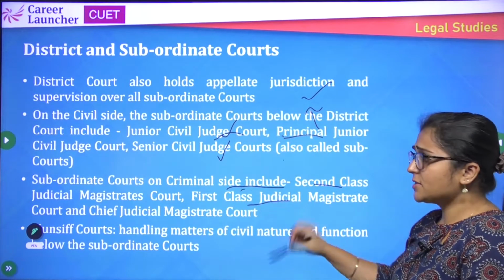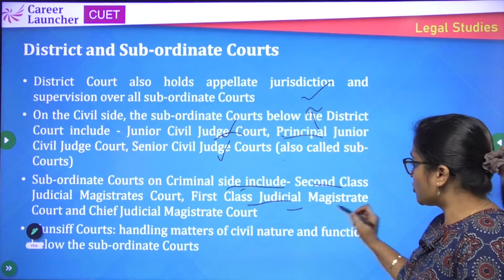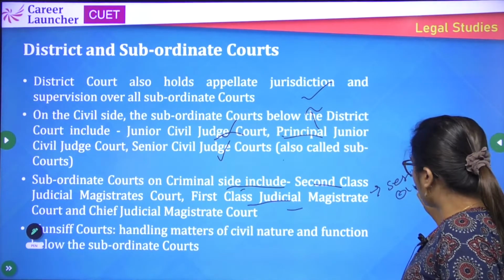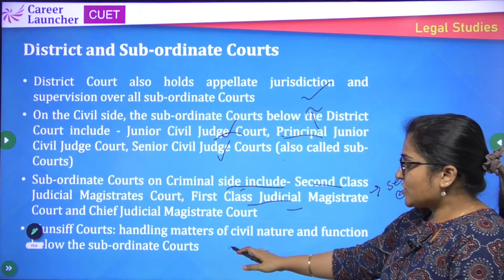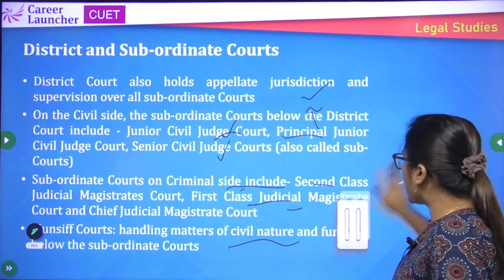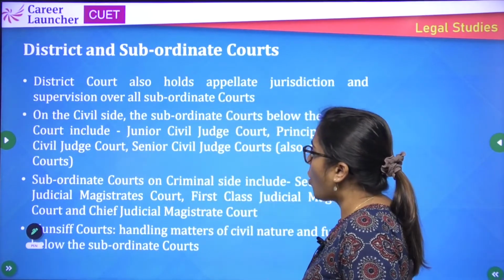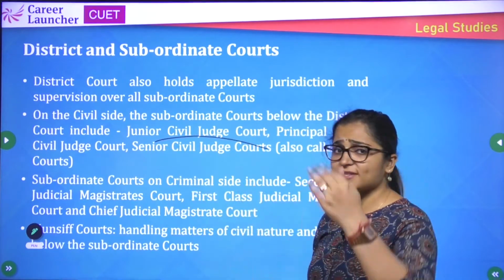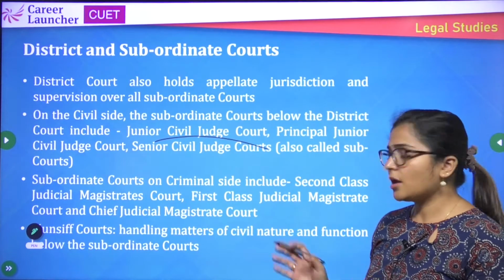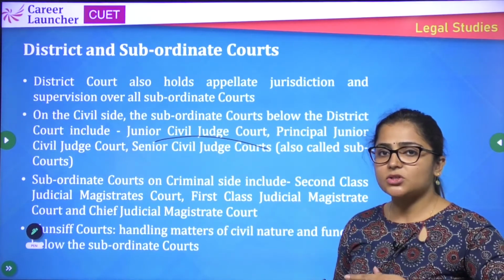Similarly, if you're not satisfied with the judgment of the second class judicial magistrate or first class judicial magistrate, you can appeal to the session court. And then we have the municipal court, which handles matters of a civil nature and functions below the subordinate court. So this is the hierarchy. We need not keep in mind all the courts at the lower judiciary level. We just need to remember that below the district court and below the session court, there are certain categories of courts.